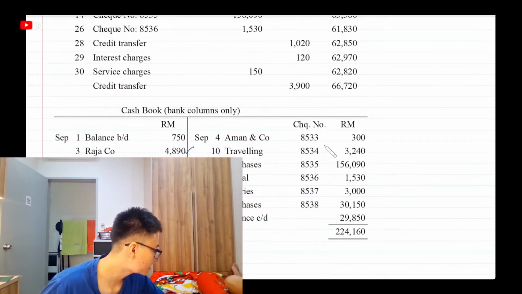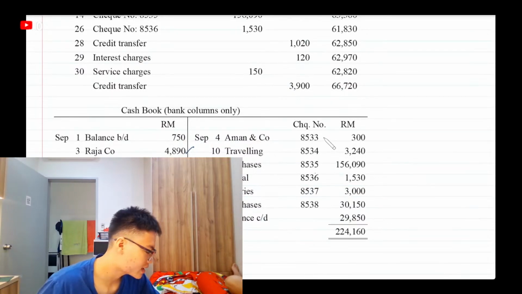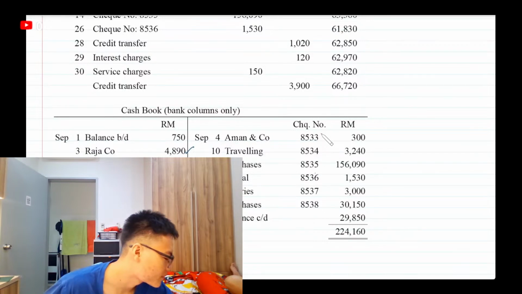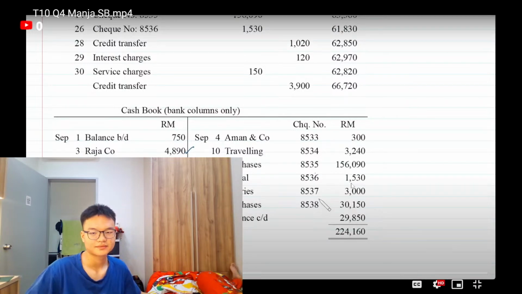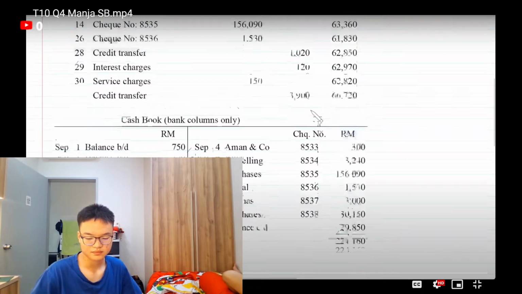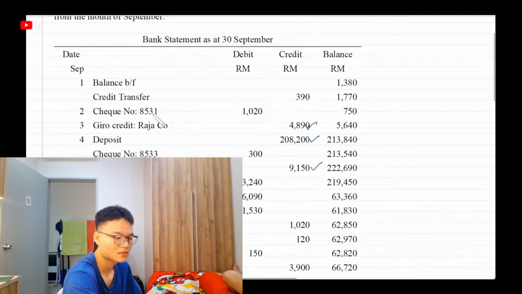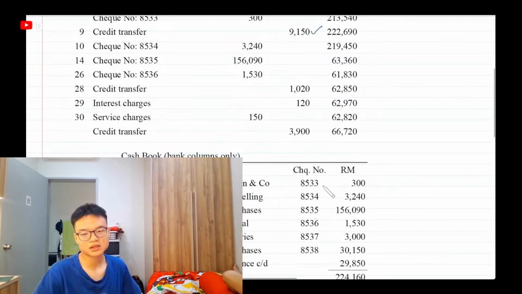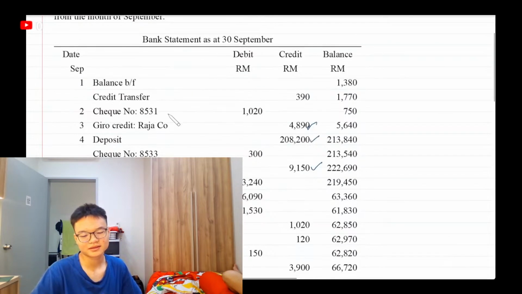When the business issues check, they must issue them in sequence. So this month, the check numbers are 33, 34, and 38. Next month, the check numbers will be 39, 40, 41, so on. The previous month, last month, the check numbers will be 32, 31, 30. Right? Now you look here, there's one check number 31. But this month's check comes from 33. So check number 31 was recorded in last month's cash book, but only presented for payment this month. So last month it was unpresented.